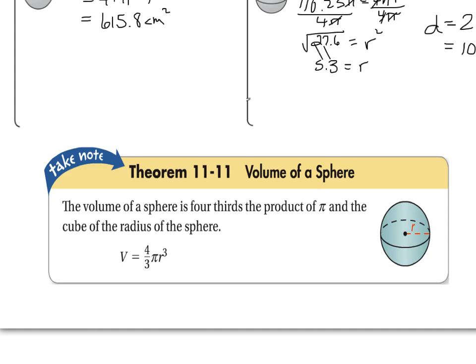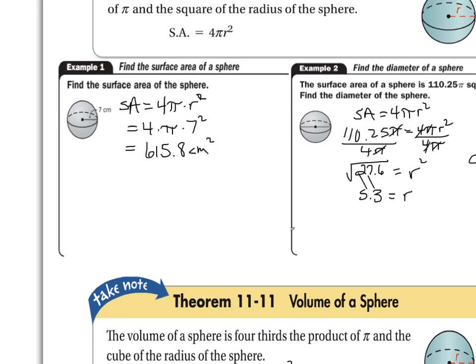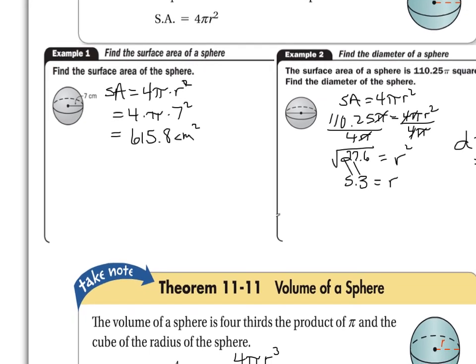Now, another way to write this on your formula sheet would be like this: 4 pi r cubed divided by 3. Now, let's find the volume of these two up top. The volume of this example, again, 4 pi r cubed divided by 3. So this is going to be 4 times pi times the radius, 7, cubed, divided by 3.